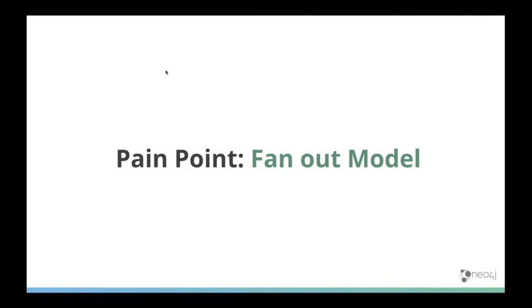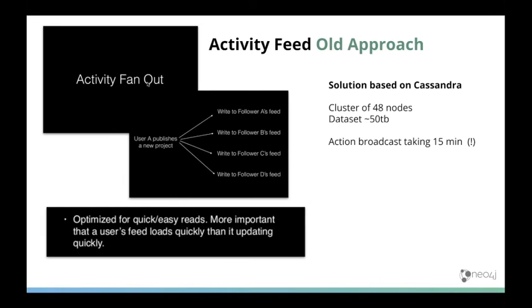But I was saying that the problem was in this fan-out model. Let me elaborate a little bit on this. I've stolen these three slides from the presentation when they actually published this initial approach in Cassandra. The fan-out model was, as I was saying, at the root of the pain, right?